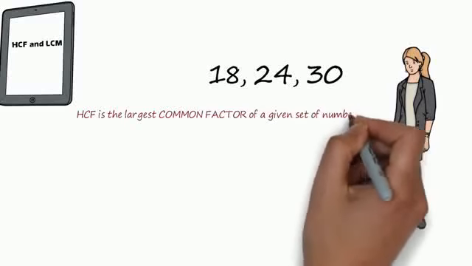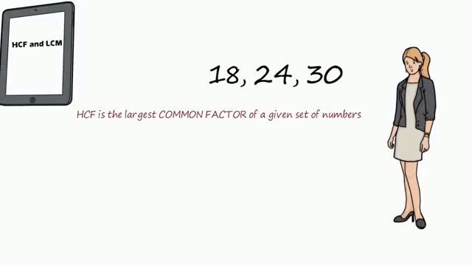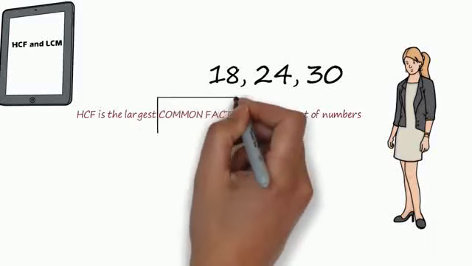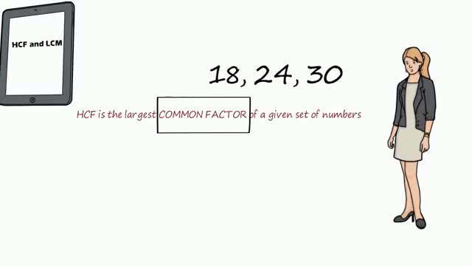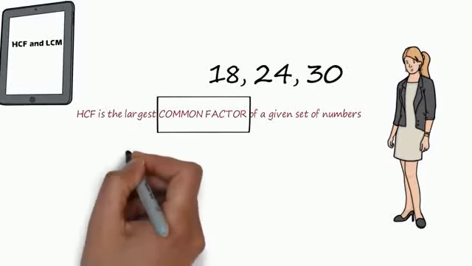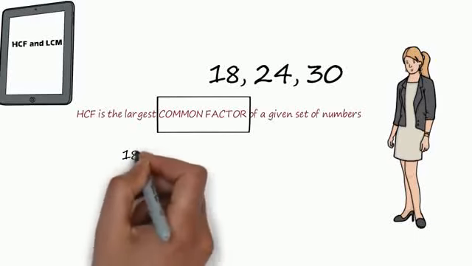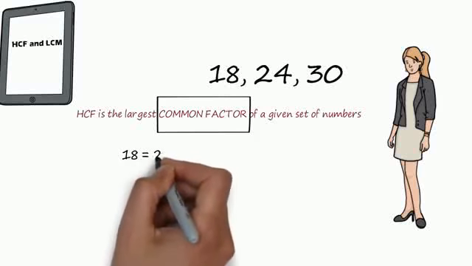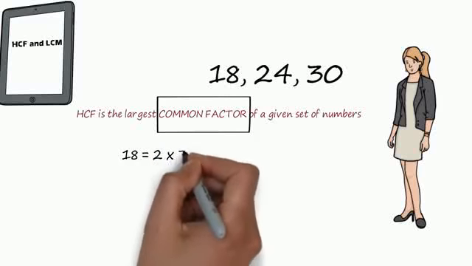And the highest common factor is the largest common factor of a given set of numbers. And in this case, of 18, 24, and 30. So we want to look for the highest common factor of 18, 24, and 30.